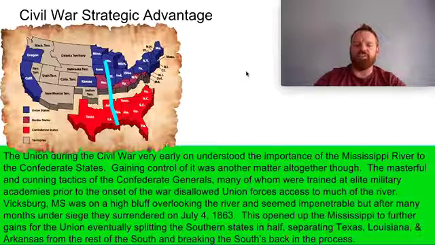the Union, eventually splitting the southern states, again, along that blue line, in splitting the southern states in half, separating Texas, Louisiana, and Arkansas from the rest of the South, and basically breaking the South's back in the process because it's splitting them in two. Now they couldn't move troops and supplies back and forth as well.